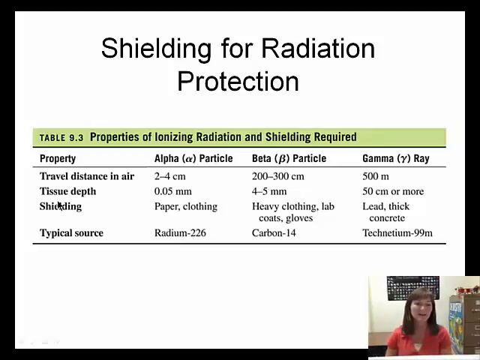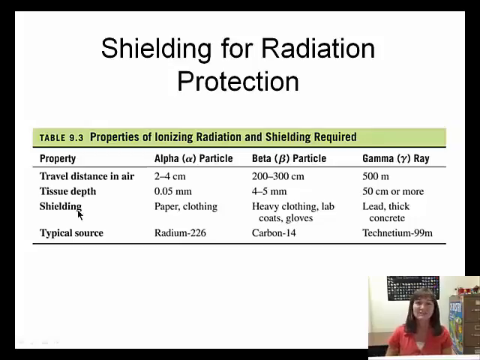If we're talking about how deep into our tissues they can go, an alpha particle cannot go very far, barely at all, into skin tissue. This is 5/100ths of a millimeter, and if you think about a ruler, how tiny a millimeter is. Beta particles can go about 4 to 5 millimeters through skin tissue, and gamma rays can go about 50 centimeters or more, so they can just travel right through your skin.